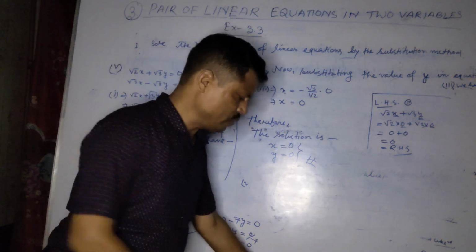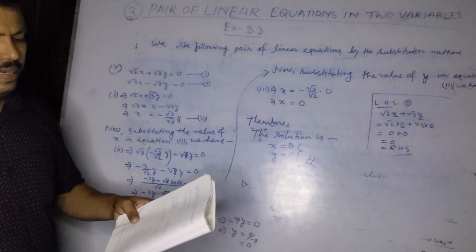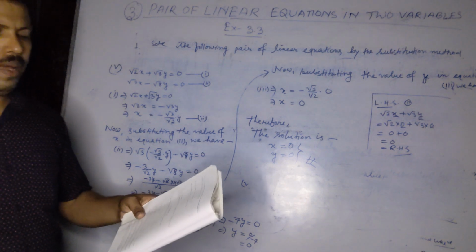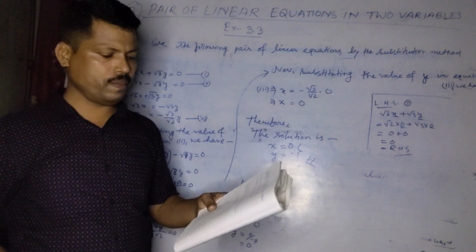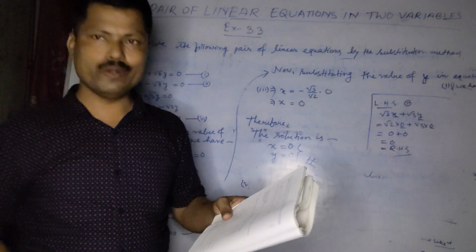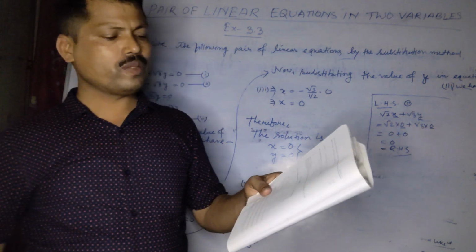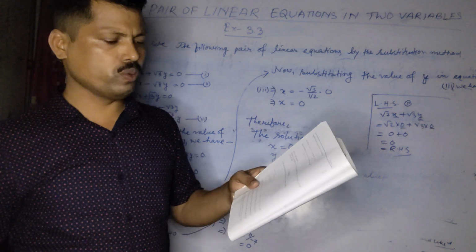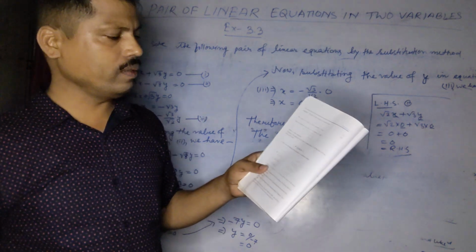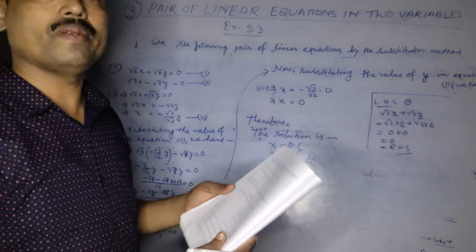Next sum is number 6. 3x by 2 minus 5y by 3 is equal to minus 2 for equation number 1, and equation number 2 is x by 3 plus y by 2 is equal to 13 by 6. So we have to solve this now.